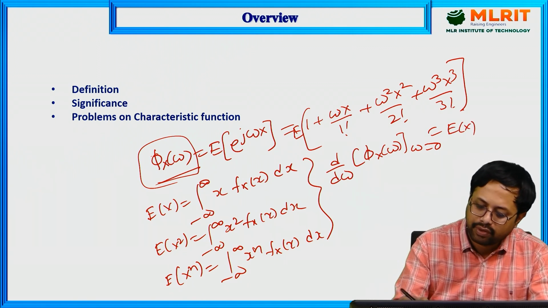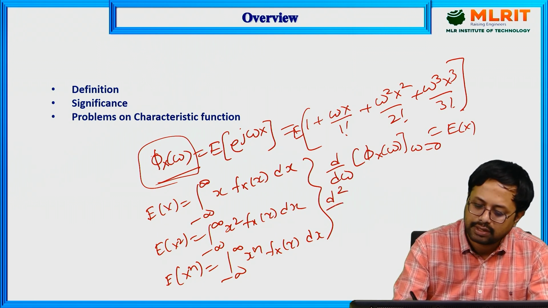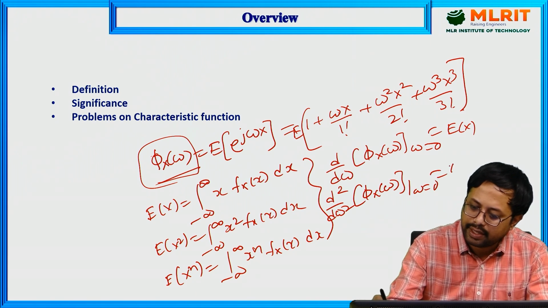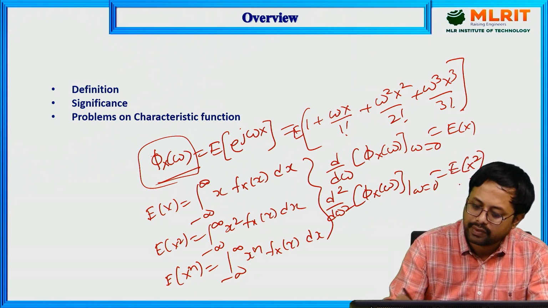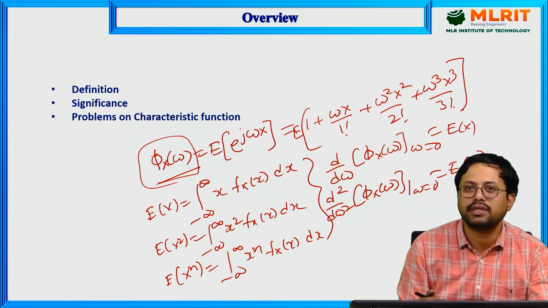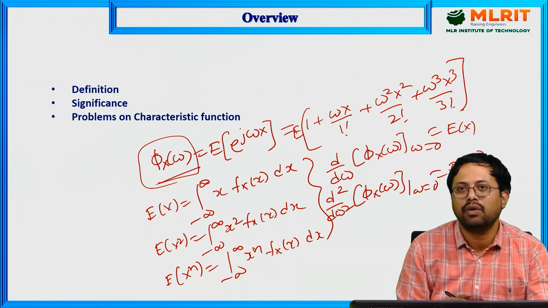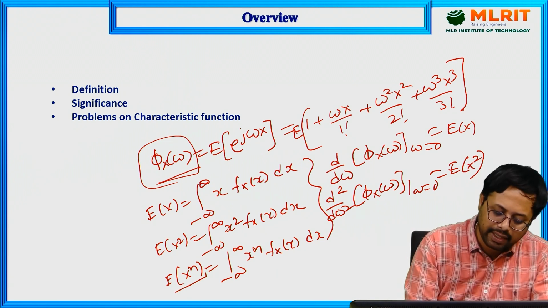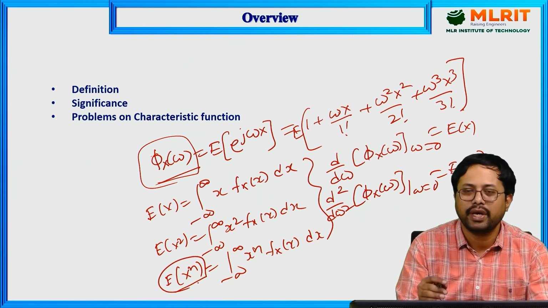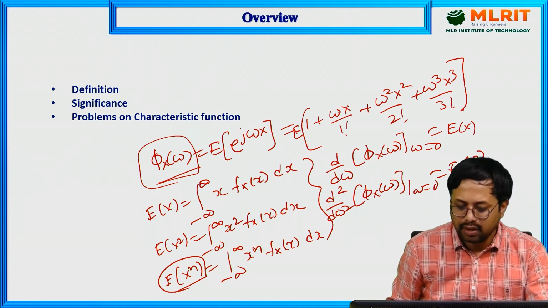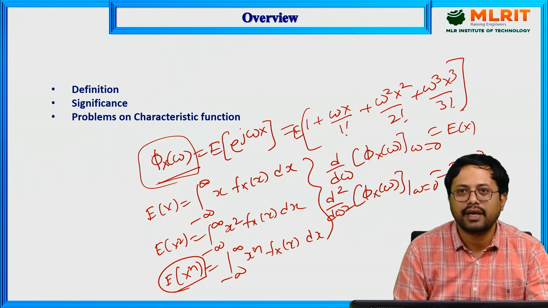If you do the second order differentiation of phi x of omega at omega equal to 0, you get the expectation of x square. Similarly, you can go up to nth order differentiation, and you get the nth order moment about the origin, that is the expectation of x power n. All of this you can solve by using one single integral or differentiation of that term. This is the significance of characteristic function.